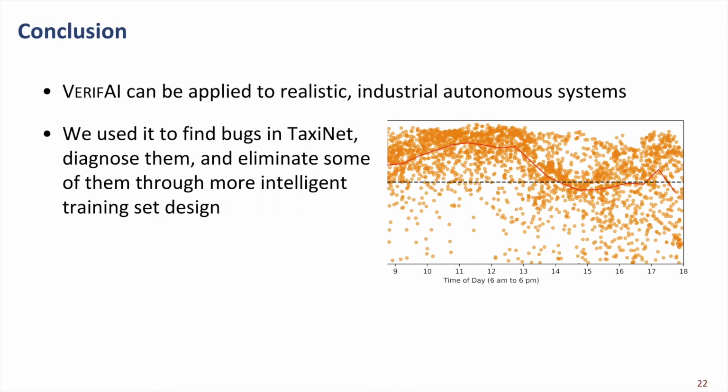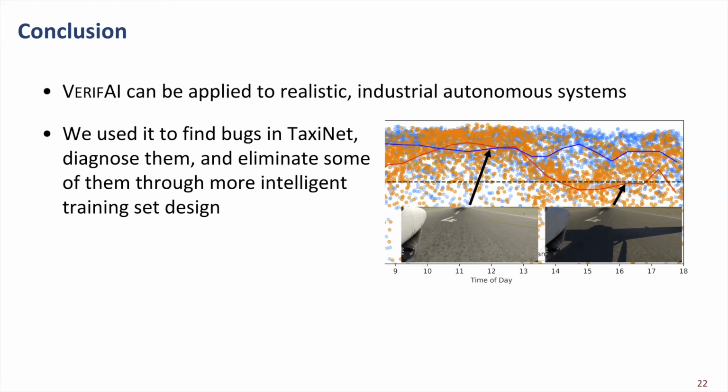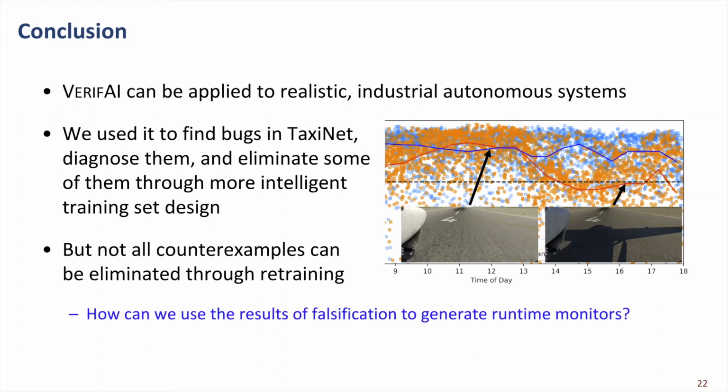So here we found a particular bug, identified a hypothesis for why that bug happened, verified that hypothesis, and generated a new training set that improved the performance of the system. But of course, not all counterexamples can be eliminated through retraining. We saw that even with our retraining, we still had a substantial fraction of the runs where you violated the spec. So that leads to a natural question of how we can use runtime monitoring to handle those situations. And that's what Sebastian's going to be talking about next.